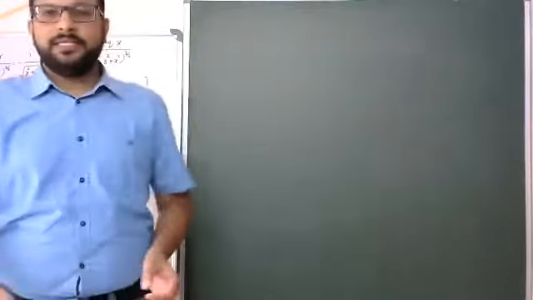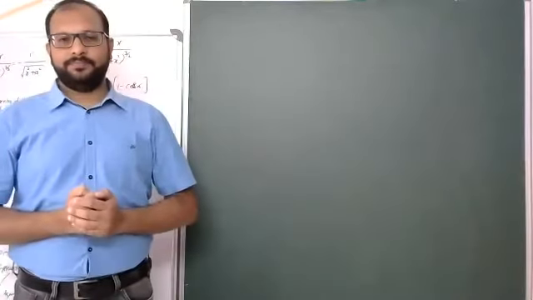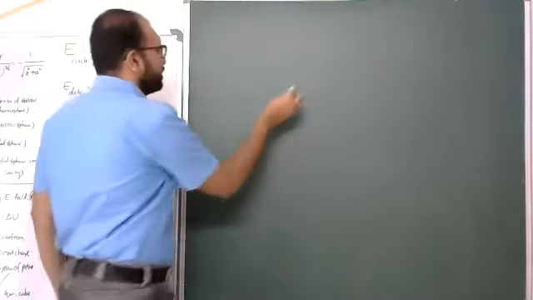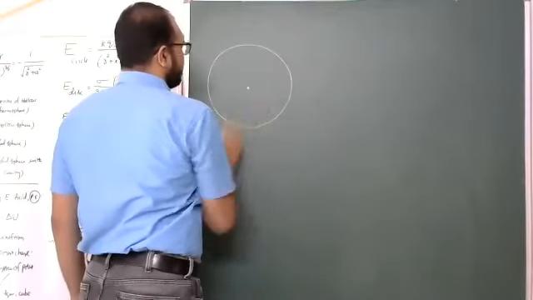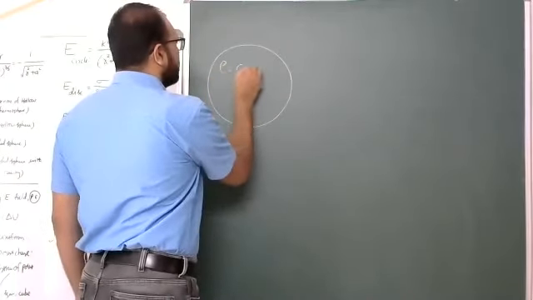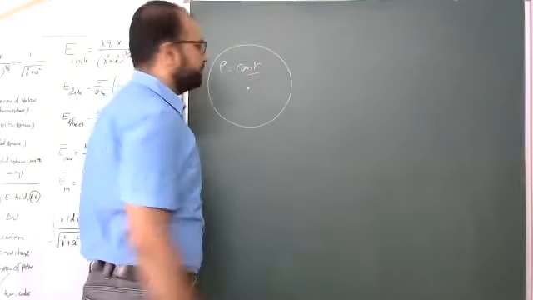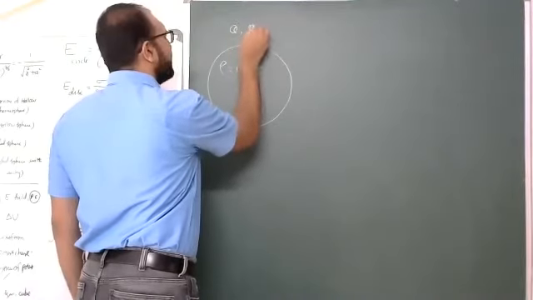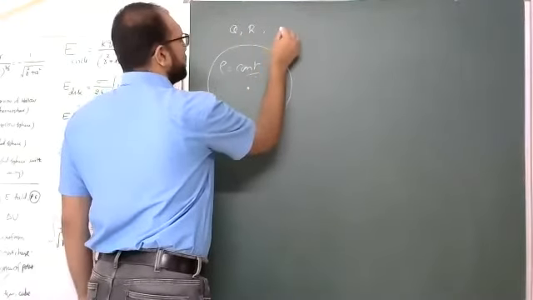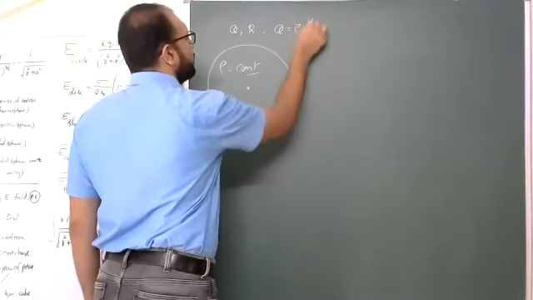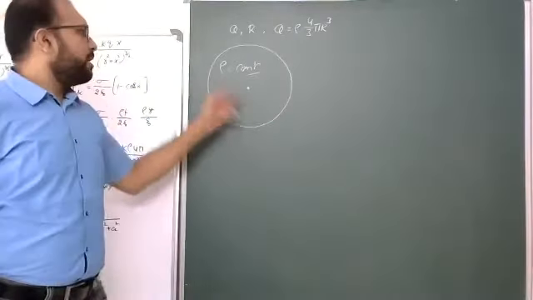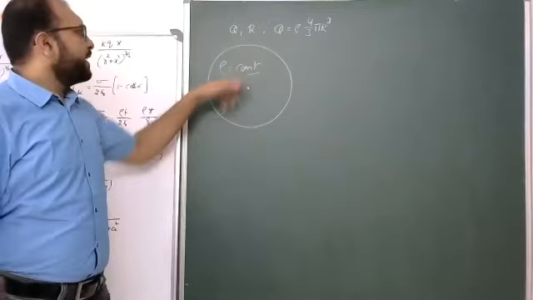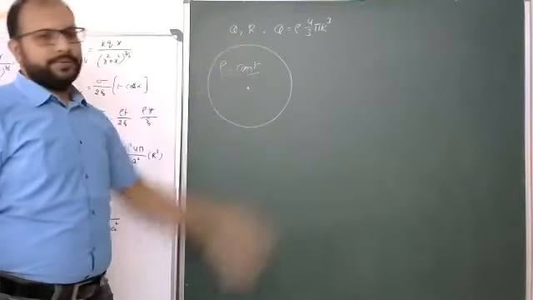Yes, so students, now the last charged body: a uniformly charged solid sphere. Rho equal to constant, that is uniformly charged. Total charge Q, radius capital R. Therefore, Q you can write as rho into 4 by 3 pi R cube also. This is a uniformly charged solid sphere of radius R, charge Q, density rho.